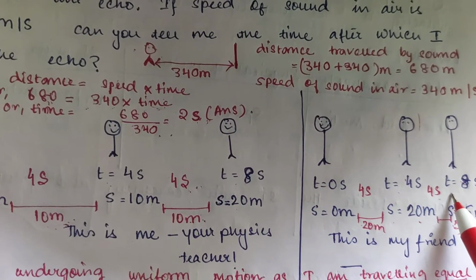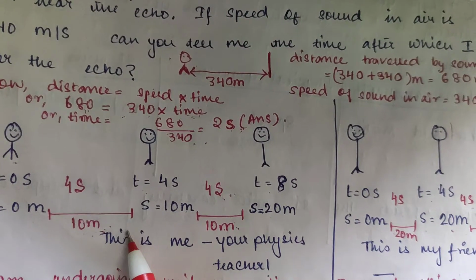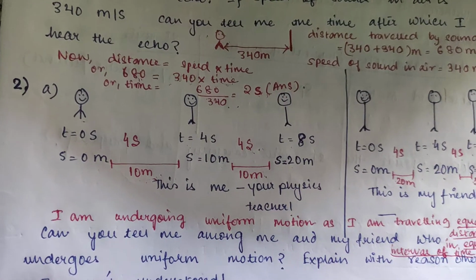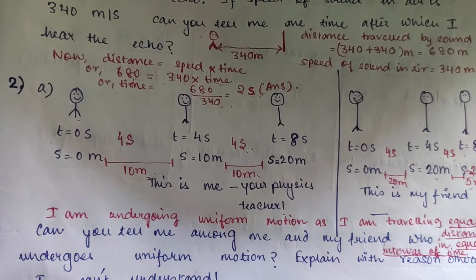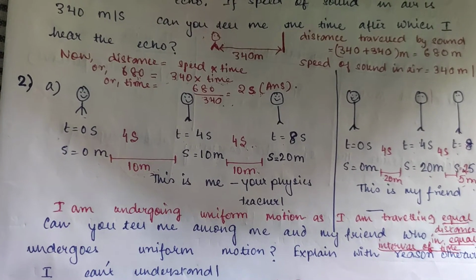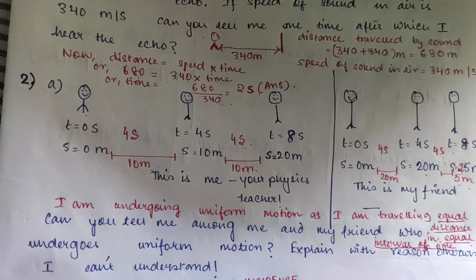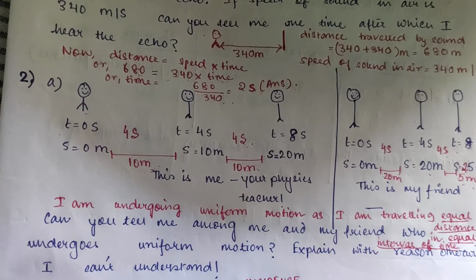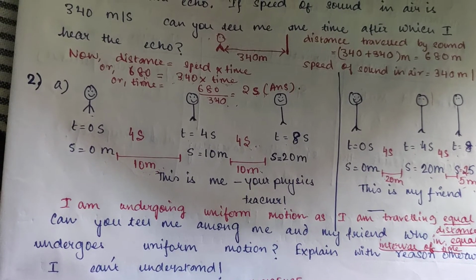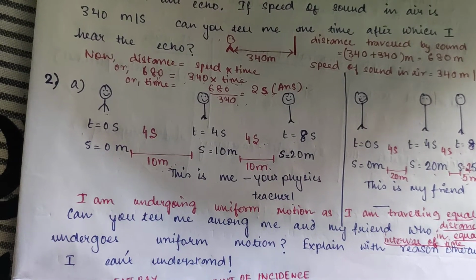No. Who is covering that? Me. So what do we know? When we cover equal distances in equal intervals of time, we say that we are undergoing uniform motion, and my friend is undergoing non-uniform motion, which is not uniform. That means it's not equal throughout, isn't it?